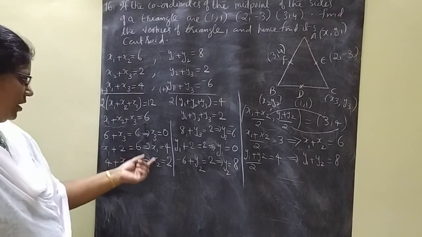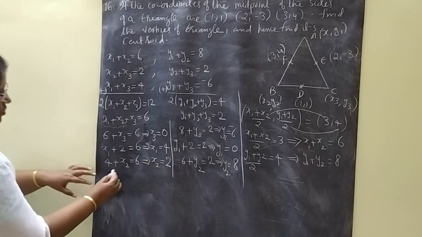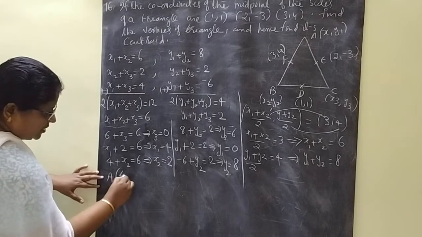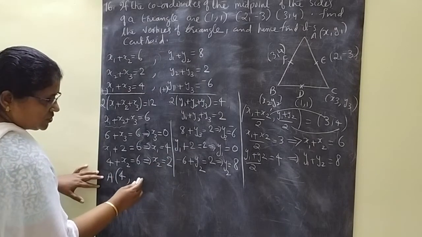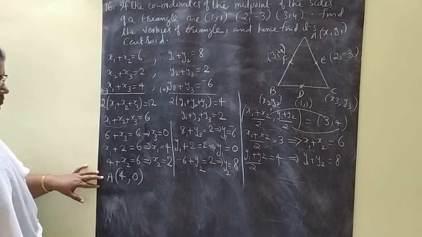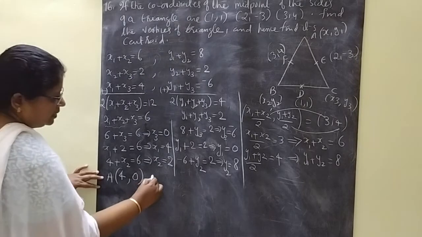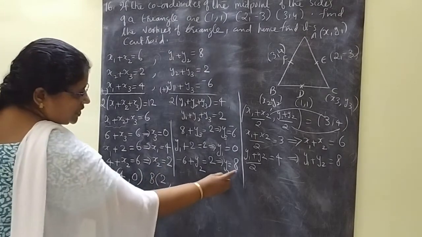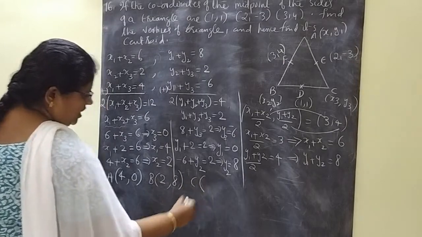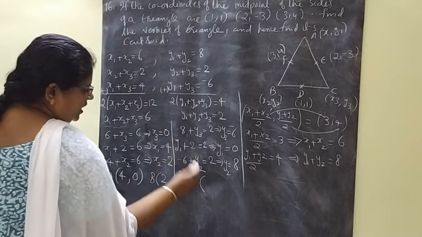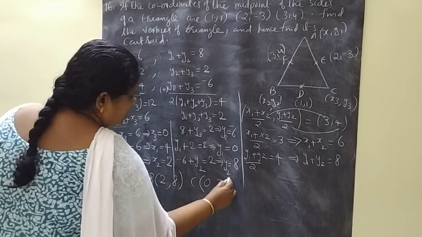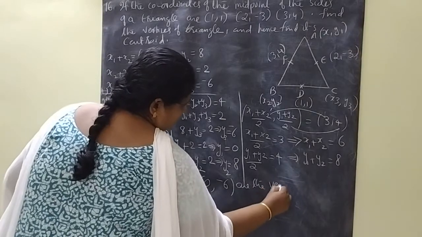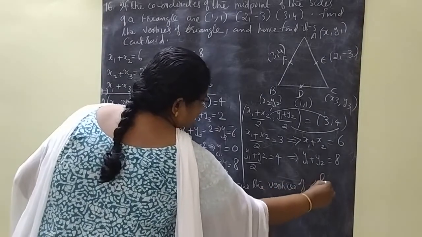So we got all the values. What is A? A means (x1, y1): x1 is 4, y1 is 0. Then B is (x2, y2): x2 is 2, y2 is 8. And C is (x3, y3): x3 is 0, y3 is minus 6. So these are the vertices of the triangle.